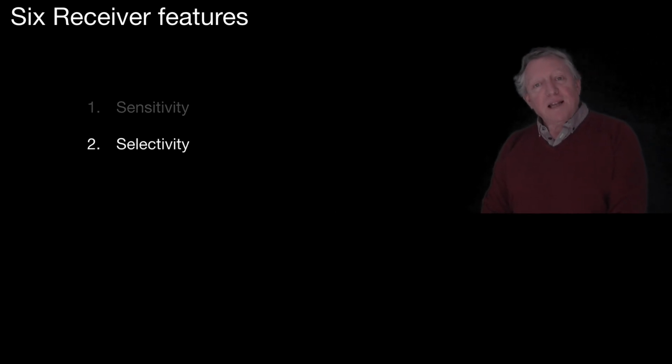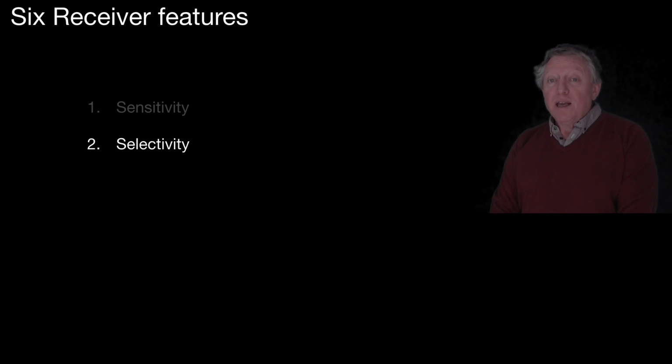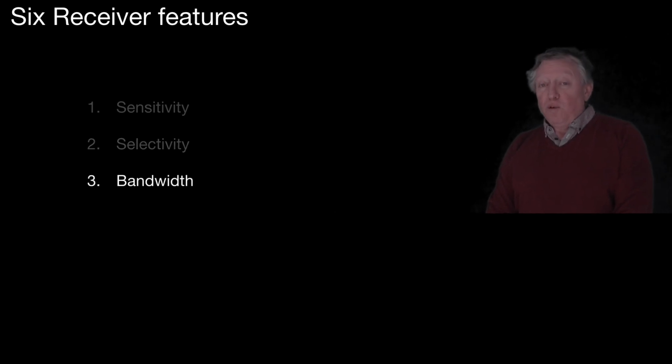The second one is selectivity. How good is our receiver at picking out the signal we want and rejecting the ones we don't want? How selective is our receiver? The third one is bandwidth. If we're tuned to a signal, what is the bandwidth that we're able to provide to readily accept that signal and its modulation? It needs to be sufficient for us to get all the information encoded on the signal.